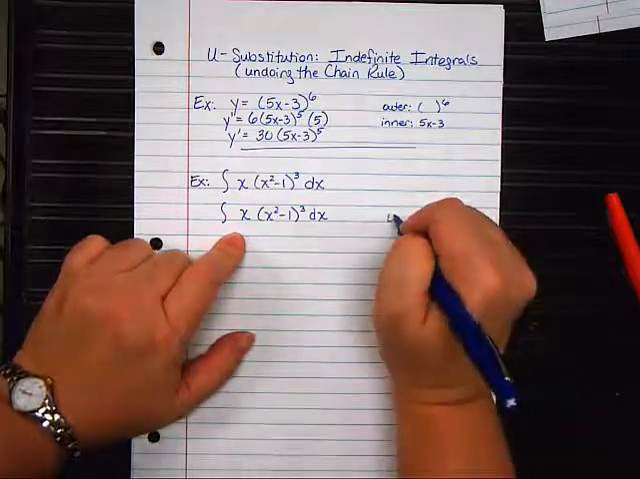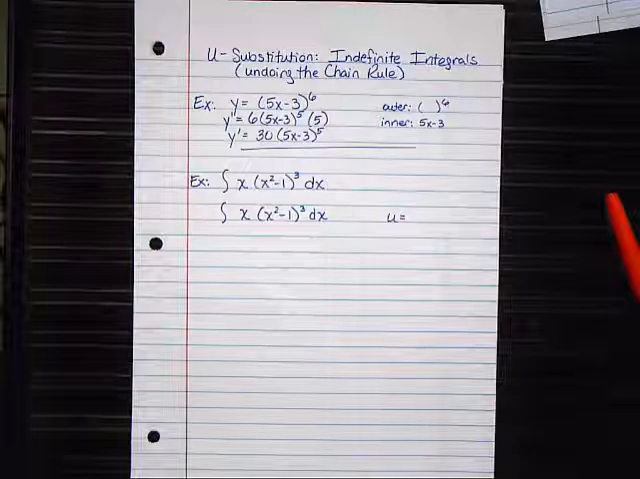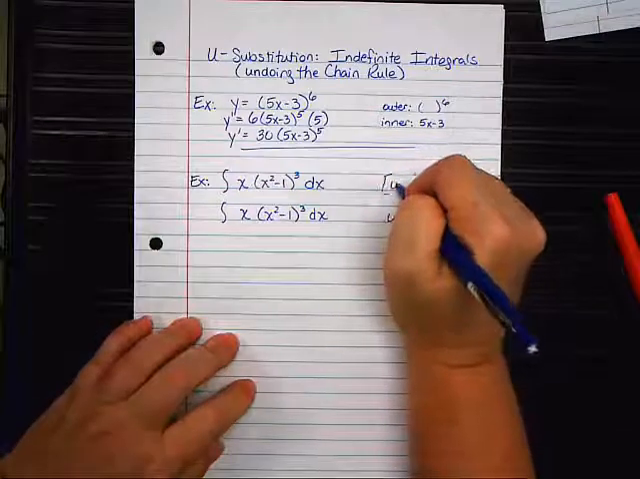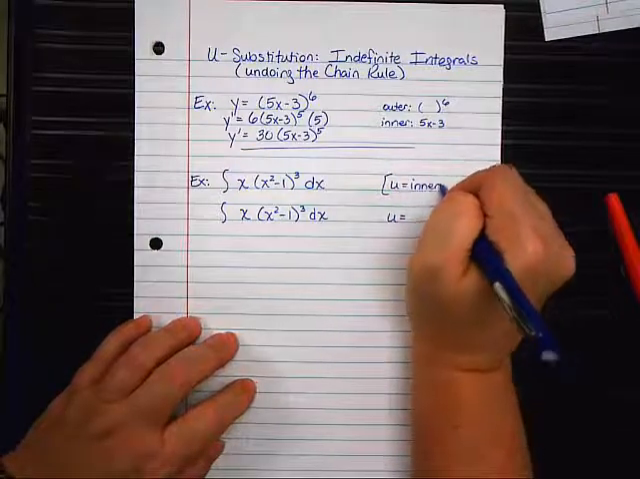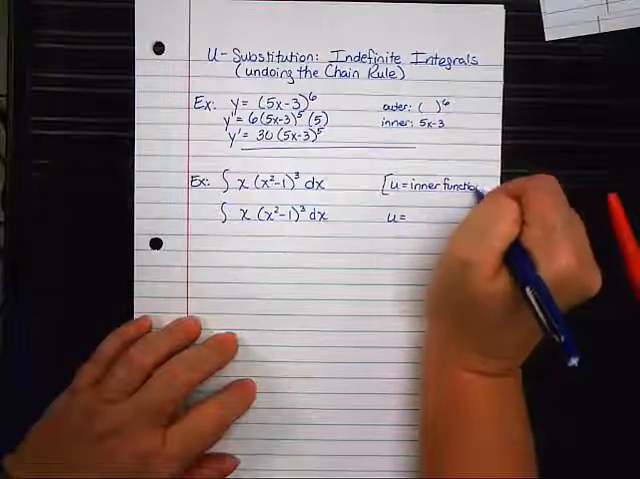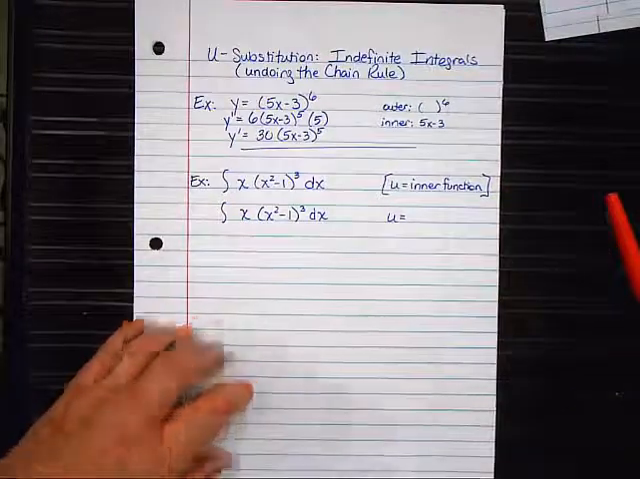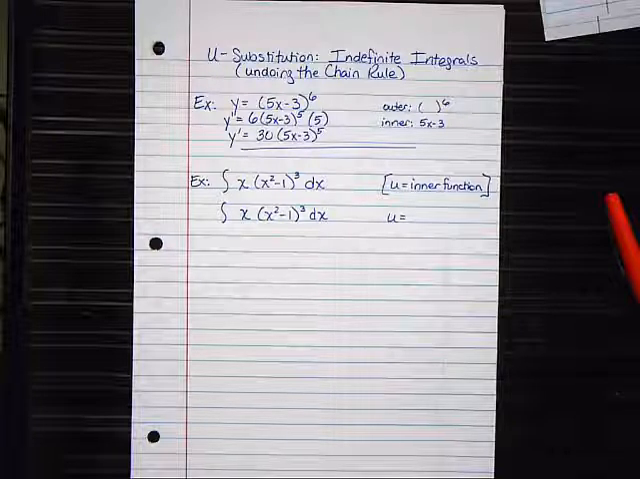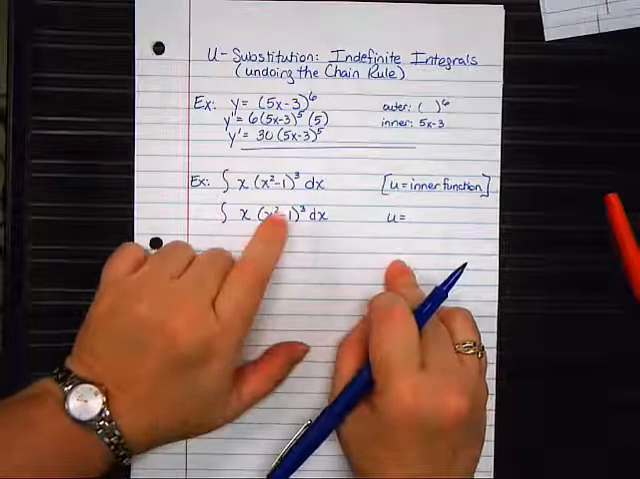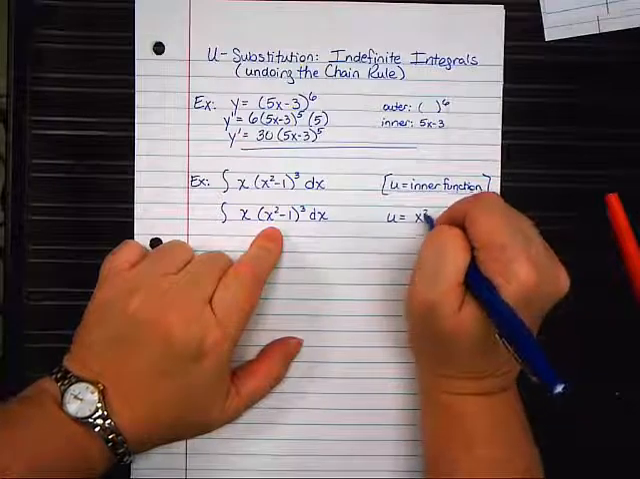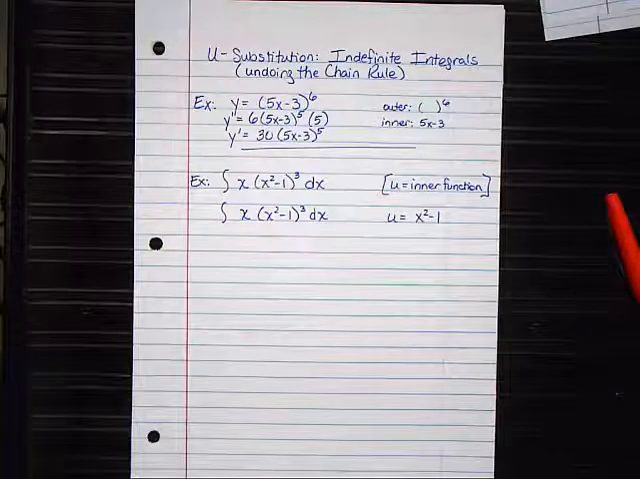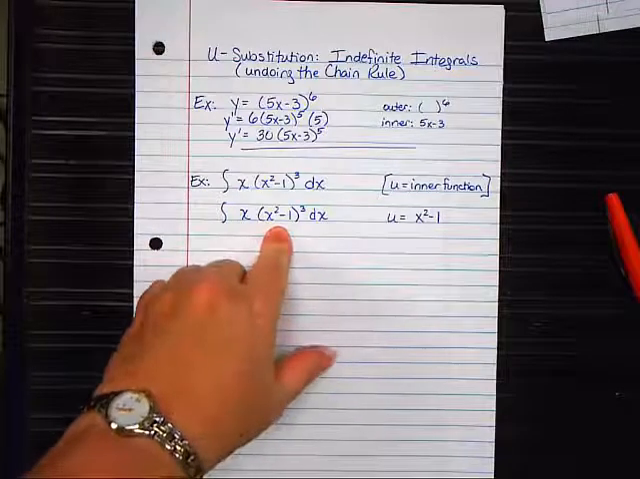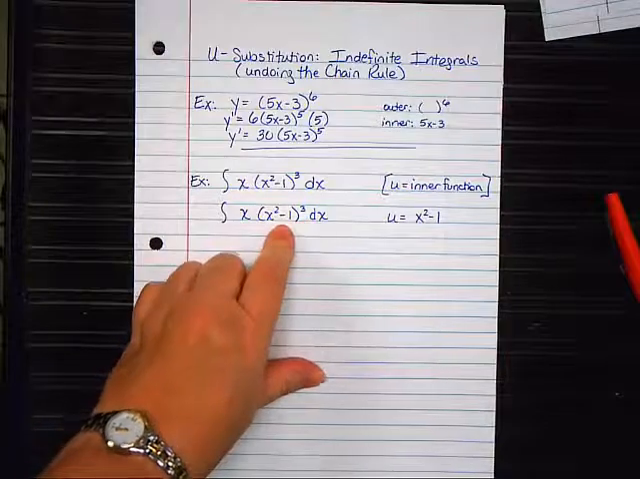Okay? Here's what I want you to do. We're going to define part of this problem as u, and I'm going to write this in a bracket. U is going to be the inner function every time. So you need to look at the problem that you start with and look for an inner function. Like if you were going to do the chain rule, what would be the inner function on this one? x squared minus 1. Very good. So step one is to define u. We're going to change that yucky inside to that power to a simple u.